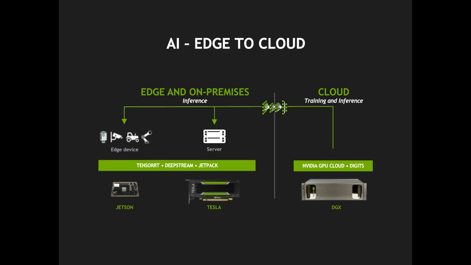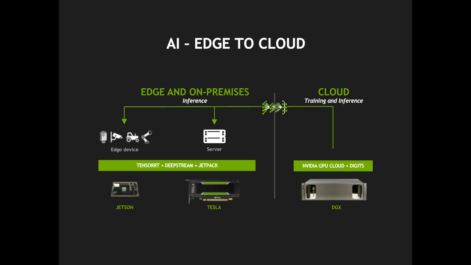Inference is the deployment of the trained model to process the new data, and depending on the application, can be implemented in the cloud, as in the case of Amazon Echo, or at the edge, as in the case of intelligent cameras and autonomous robots.